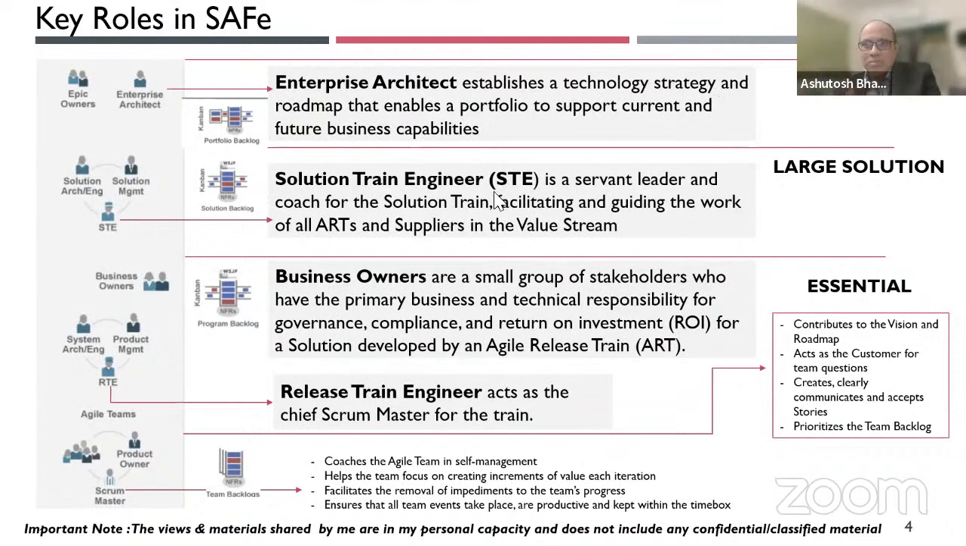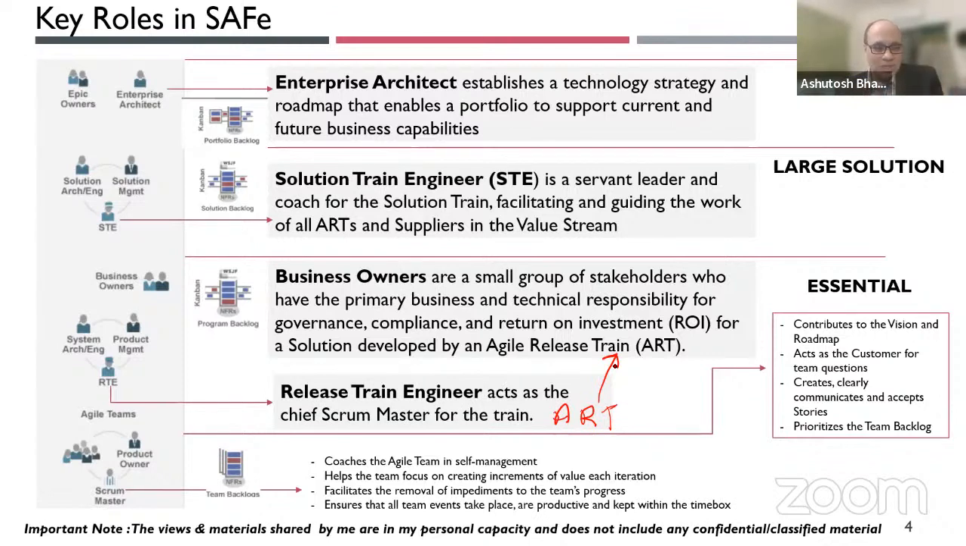So let us bring the focus back on the release train engineer role. The release train engineer is called the chief scrum master for the train. Now, train is a word which is unique to the Scaled Agile Framework, and it is actually the technical word for ART, which stands for Agile Release Train. That is a technical word, but to put it in layman language, we can say that the release train engineer is the chief scrum master for the train.